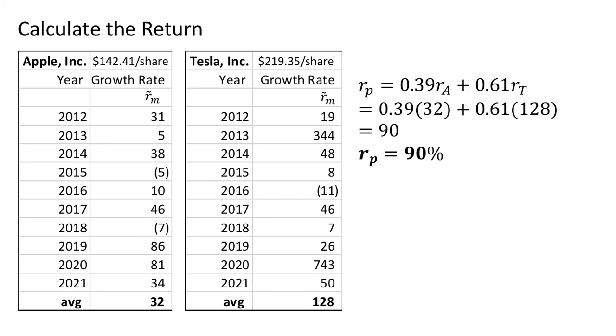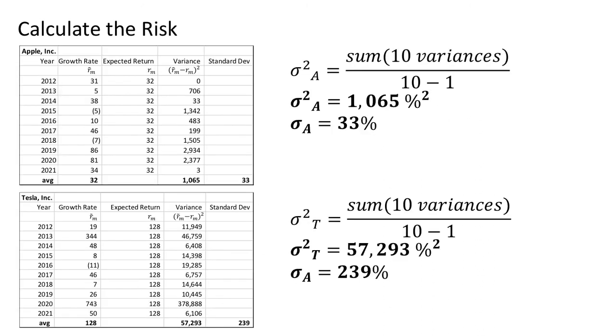39% of 32% plus 61% of 128% equals 90%. That is the expected annual return for my 2-stock portfolio, 90%. This was an easy calculation. Now we have a much harder calculation, a calculation you're going to want to try to do yourself. Find out where your errors are, try again, ask me questions until you can calculate portfolio risk or portfolio variance and standard deviation. Let's begin.